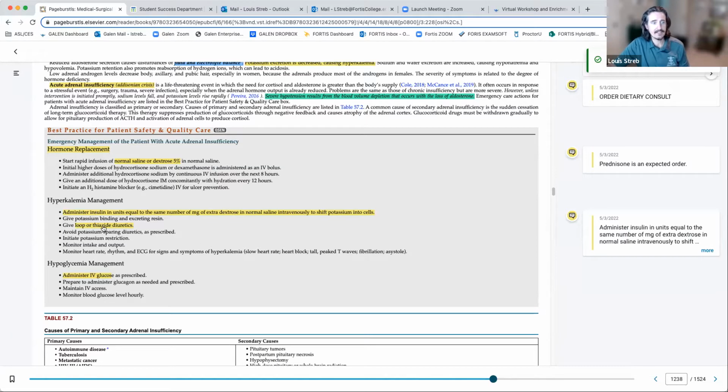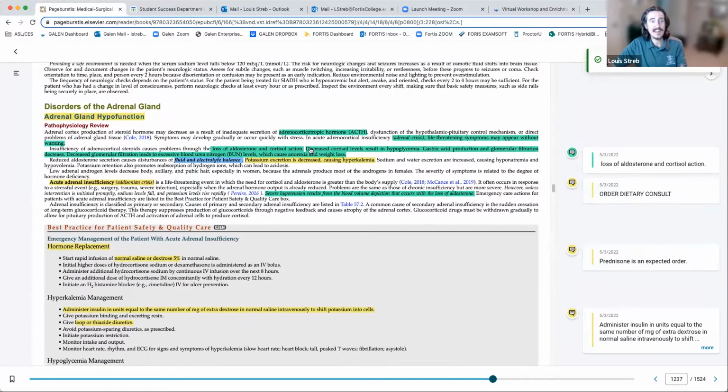Also, we're going to give thiazide diuretic, loop diuretics. What are those? Those are potassium what? They're not potassium sparing. We're supposed to avoid those. Those are potassium wasting. Because why? Because we already have hyperkalemia.